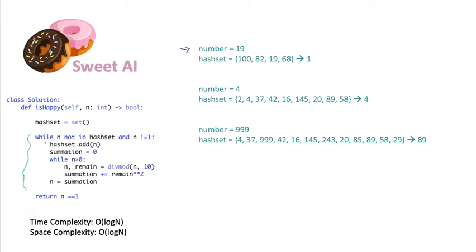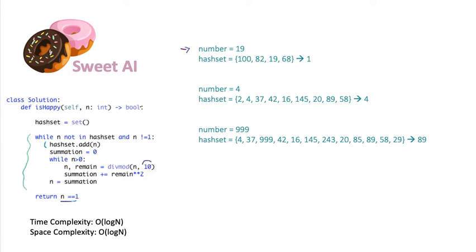Then we add that number to the hash set, and we do the calculation for the digits that each number has. I'm going to use divmod by 10 so I can get the remainder and the new number, and make the new number using summation, and we update the number. We go through this loop until these two conditions are no longer true. If n is equal to 1, we return true, otherwise false.